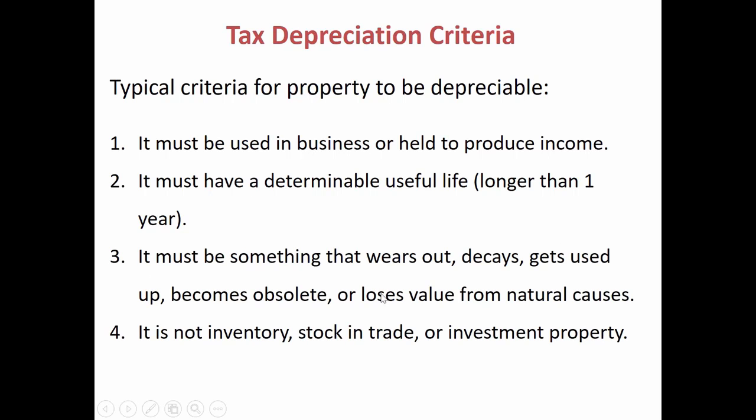Number three, it has to be something that wears out, becomes obsolete, loses value from natural causes. And so there are some things that are so durable that they don't depreciate at all. An example of that might be jewelry. Even if the jewelry is intended to be used in a business environment, if it's not ever going to be worn out from its use, then it might not be depreciable. So it logically follows that if you're going to get a tax deduction for your equipment wearing out, it has to be something that is genuinely going to wear out. So that's the third rule.